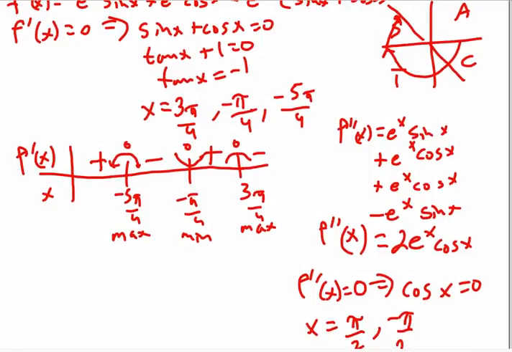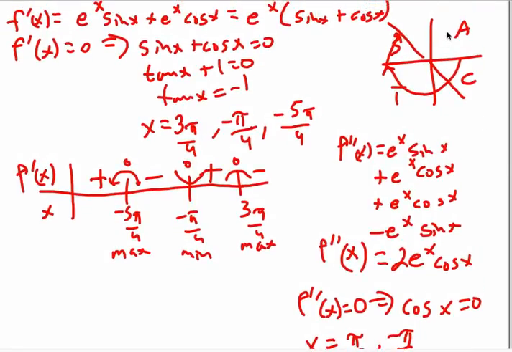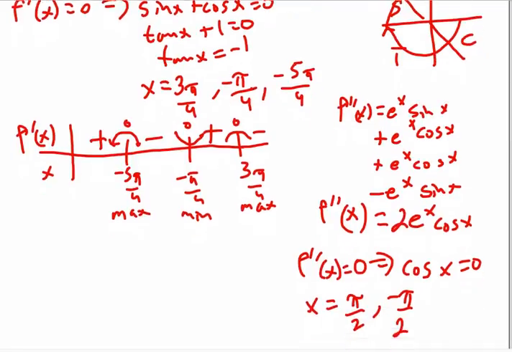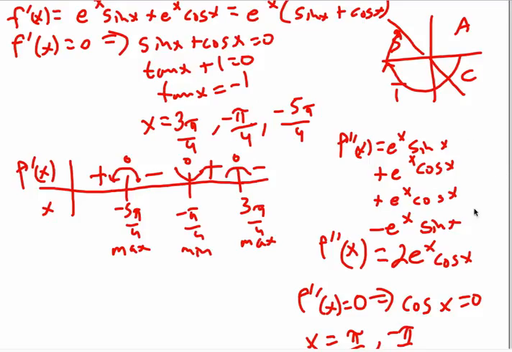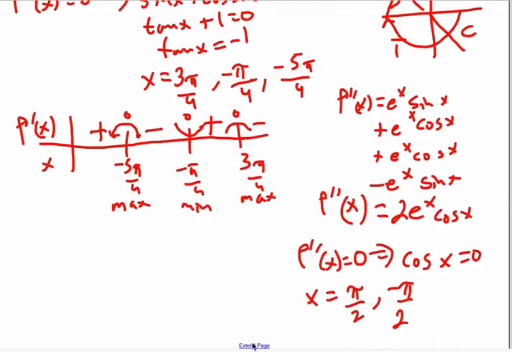Okay, so if we look at pi over 2, if we look at 3 pi over 2, then that is actually going to be too big. So there's only 2 possible points of inflection. So let's do a sign diagram for that.